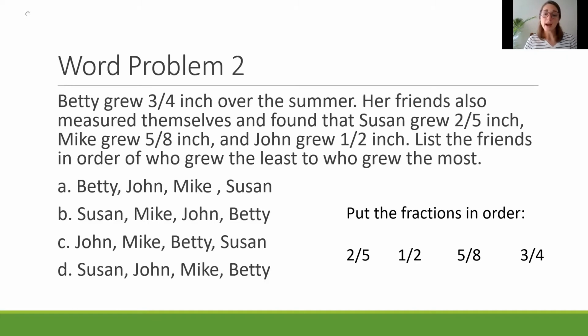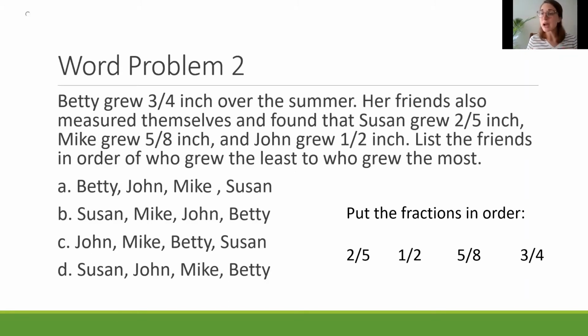Now, right away, I wouldn't even have to figure out which one is bigger, 5/8 or 3/4, because I can look at my options on this multiple choice selection, and I can see that only one has the right answer for those first two, because we know that 2/5 and 1/2 are in the right order there. So 2/5 is Susan and 1/2 is John. So right away, I see letter D is the only one that has those two in the right order. So I could even stop here.